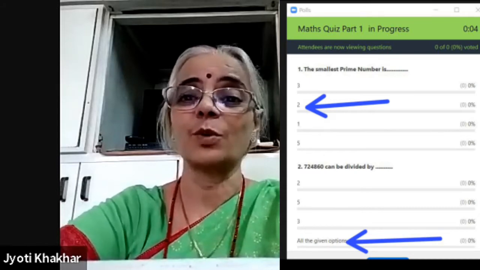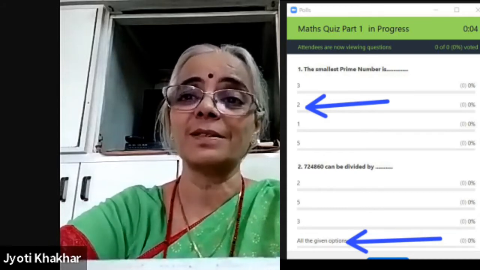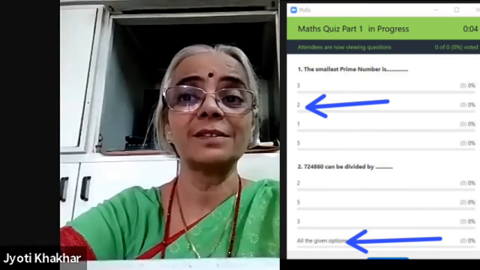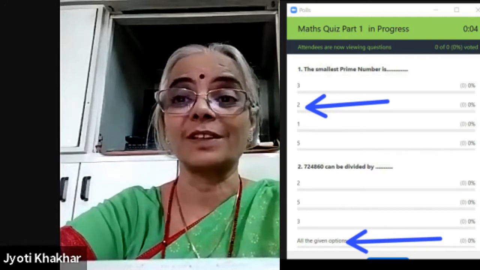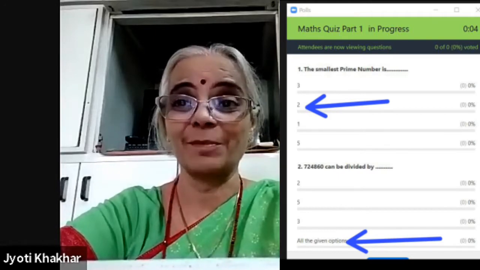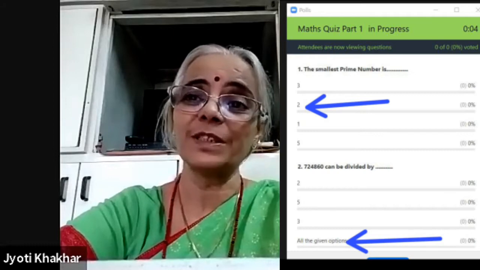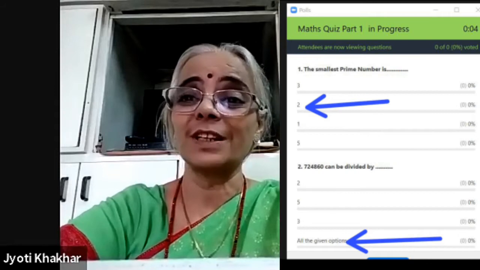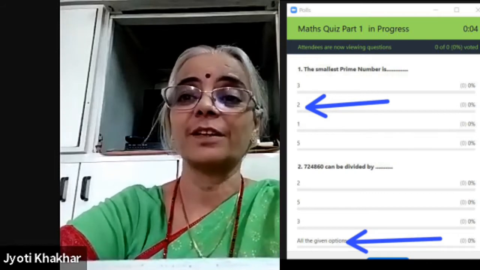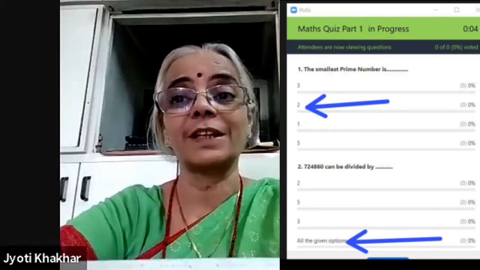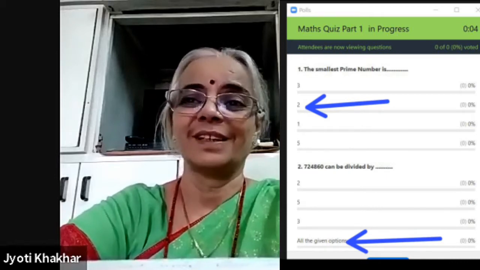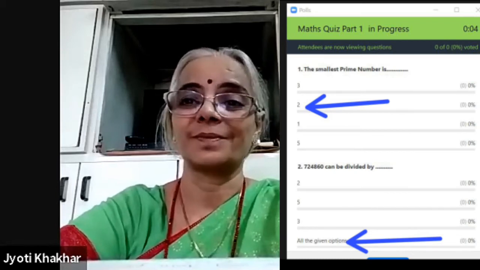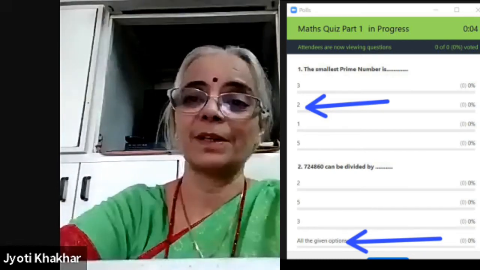The first question was, the smallest prime number is... Some of you have selected 1, but remember the chart? We put a cross on 1. It is neither a prime number nor a composite number. So, what is the correct answer? And children, 40% of you have given the correct answer. Very good. Excellent. And the correct answer is 2. The smallest prime number is 2.